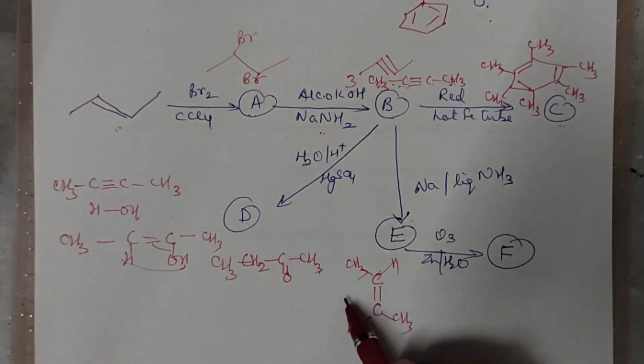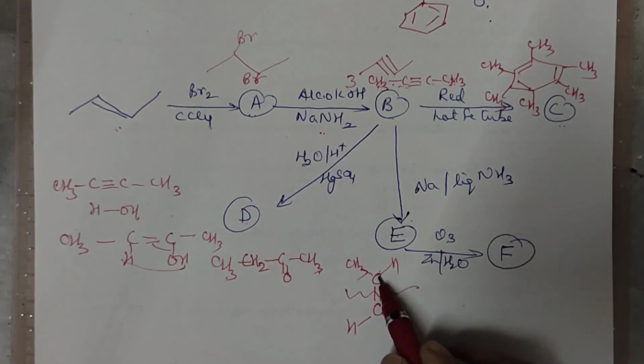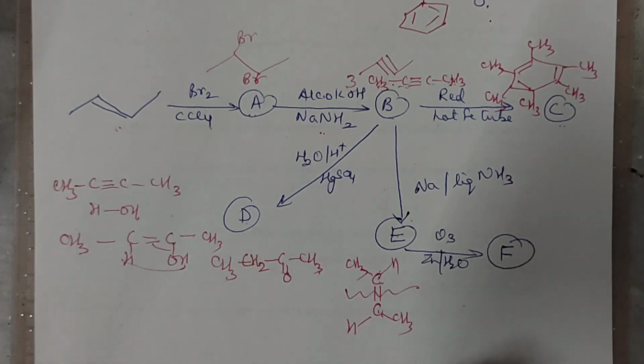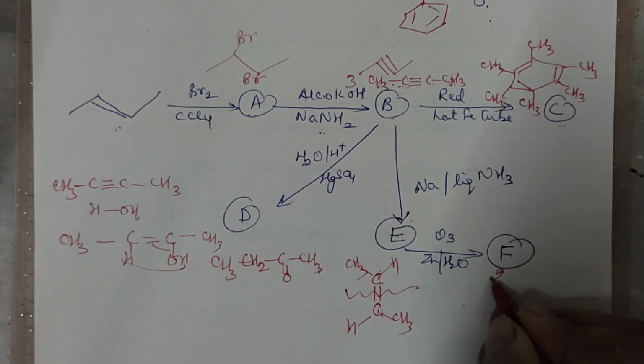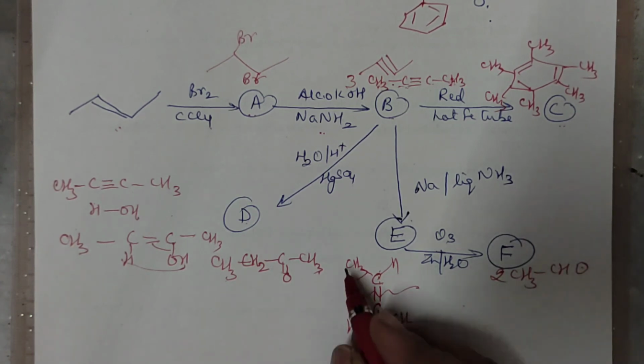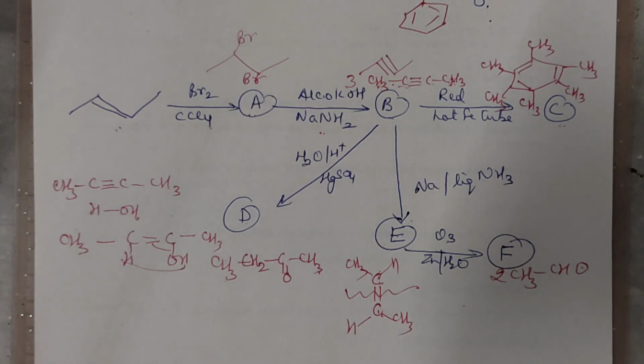Anyway, now ozonolysis. For ozonolysis it is very simple. This bond has to break. You have to add O on either side. When you add O on either side, what you are getting here? You are getting 2 molecules of CH3CHO. 2 molecules of CH3CHO are obtained.